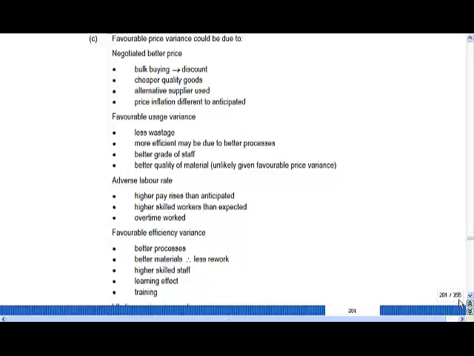So we had a favourable price variance. Just some of the things there that you could have mentioned for why that price was better than anticipated. Favourable usage variance. We had adverse labour and favourable efficiency.